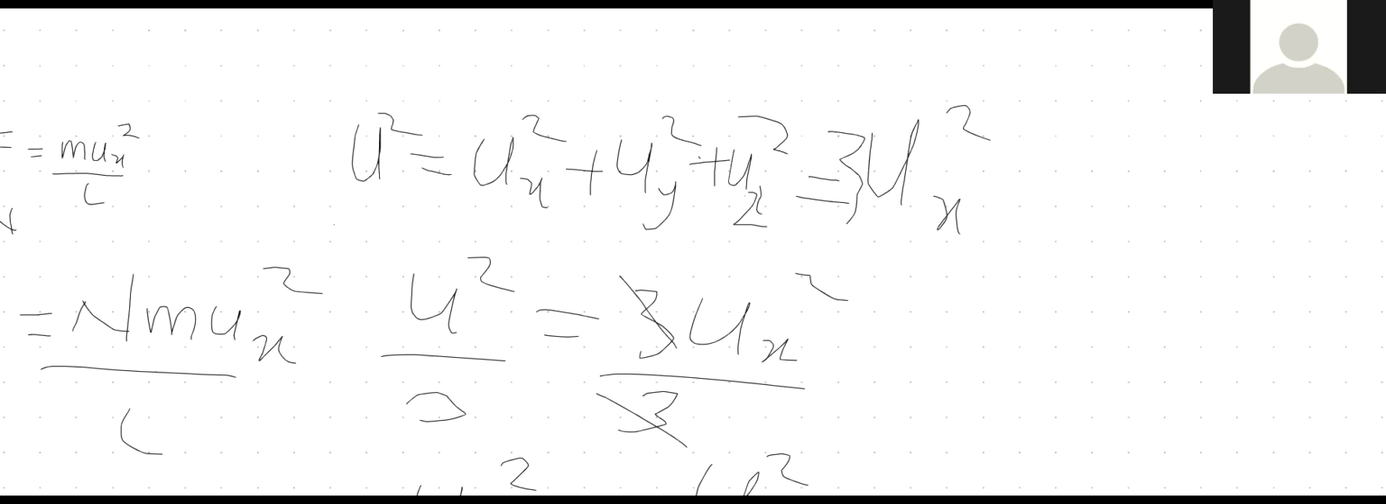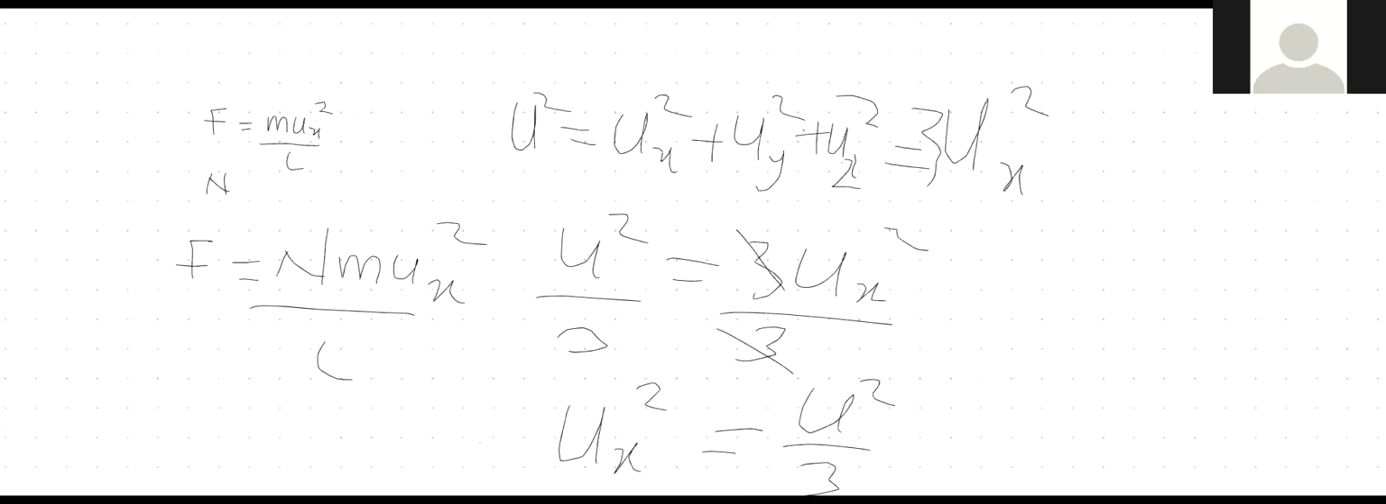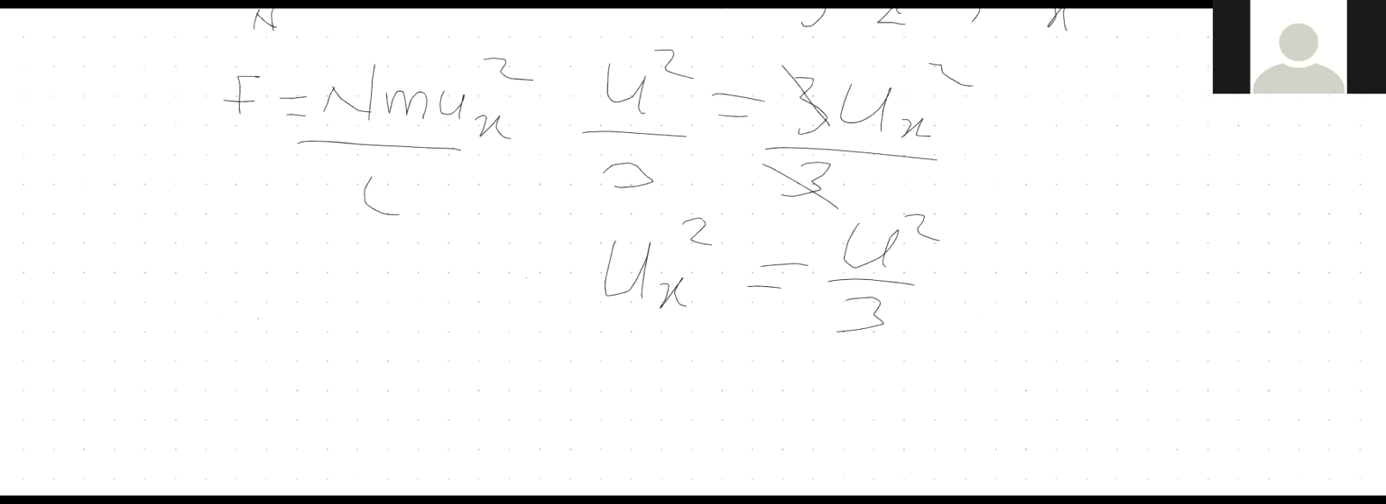From here, we can easily change it, because we said that from here, we have F is equal to NMux squared all over L. So now our ux squared is the same thing as u squared over 3. So therefore now our F is equal to N M, and our ux squared is the same thing as u squared all over 3. So we're now going to say u squared divided by, already we have L, so all over 3L. So we have F is equal to NMu squared all over 3L.